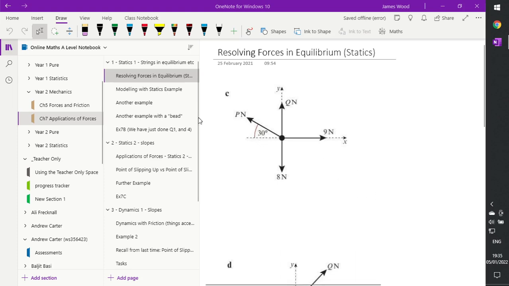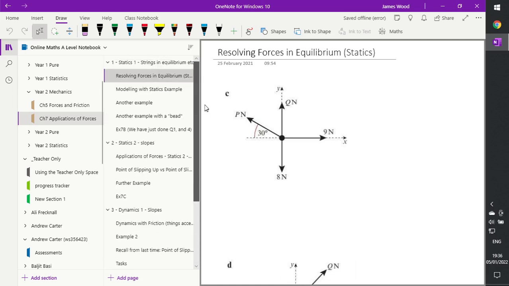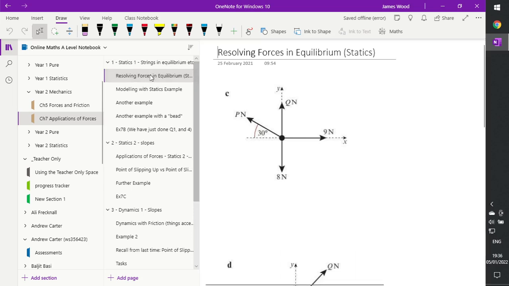We're going to do 2 lessons on what's called statics, which is basically things that are remaining still, and then 2 lessons on dynamics, which is basically things that are in motion and moving. Really, there's no difference. It's just the way that they are often categorized in these sort of problems.